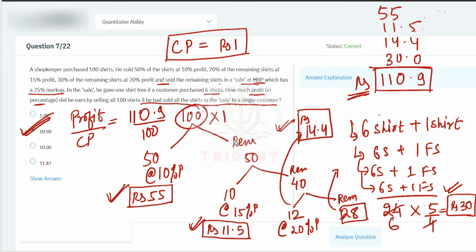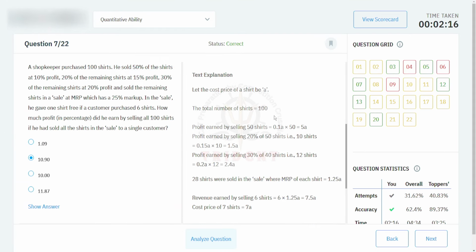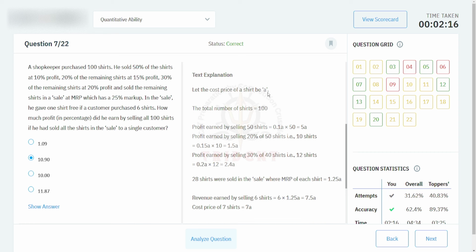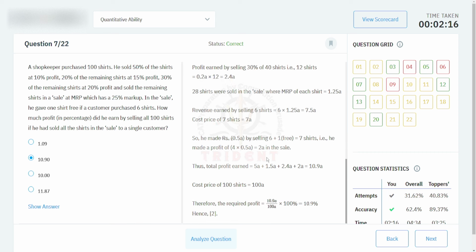Now hold on, I'll show you the explanation that they have given, and I will also show you why you should not be attempting a question like this in the exam condition. This is the textual explanation. You can pause the video and read it. They have assumed some cost price to be A, and then done all that business. Effectively, they also got to the same answer, which is 10.9%.